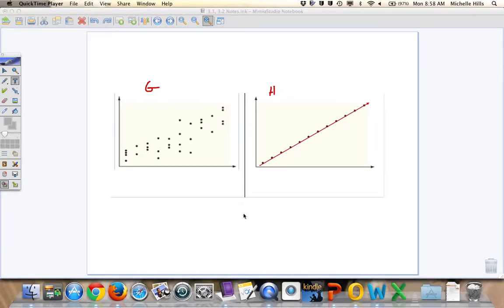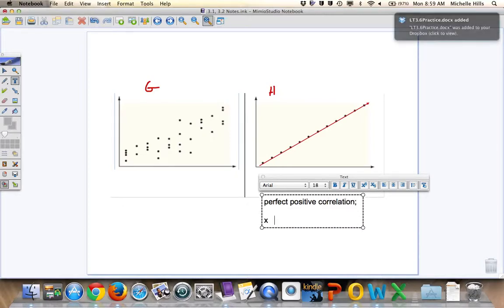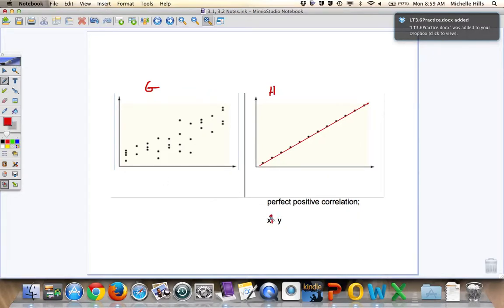So because they are perfectly linear, I would say this is a perfect, and then as one increases, the other increases, so the slope of that line is positive, so a perfect positive correlation. And any positive correlation, as x increases, y also increases.